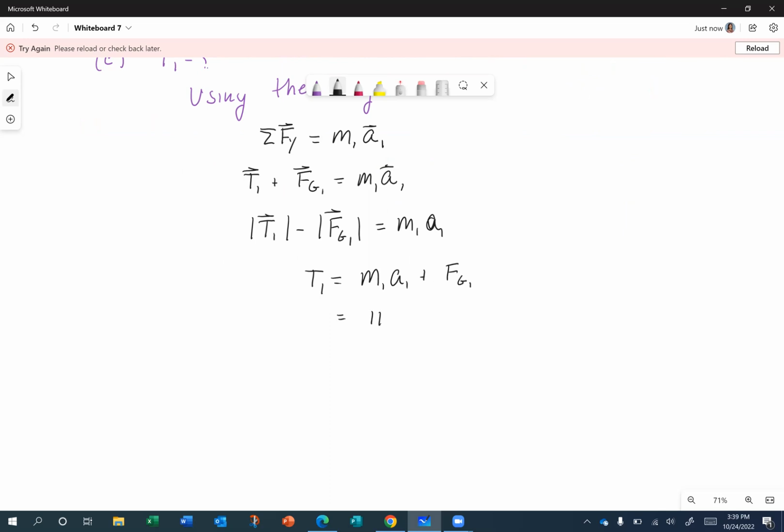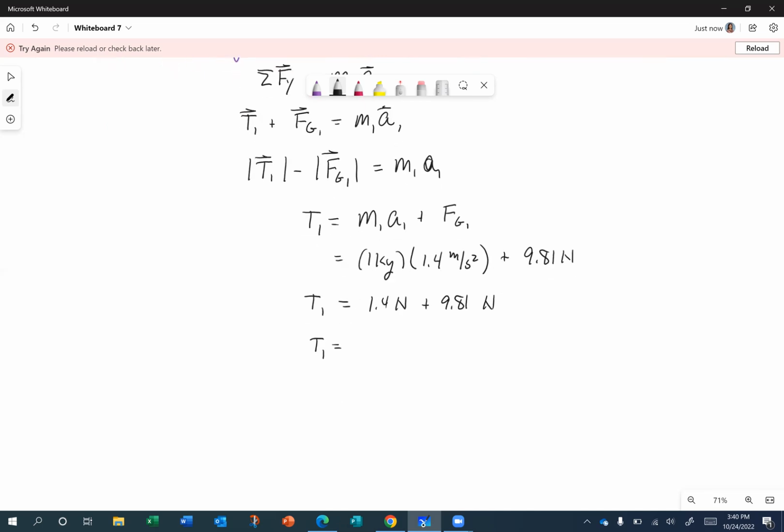That's 1 kilogram. They all accelerate the same, so I use the same magnitude of acceleration of 1.4 meters per second squared, plus the force of gravity of 1, which is 9.81 newtons, equal to 1.4 newtons plus 9.81 newtons. T1 comes out to be 11.21 newtons.